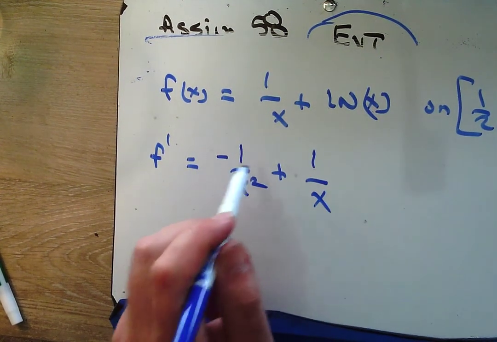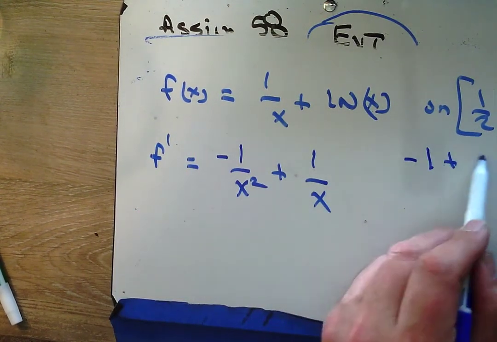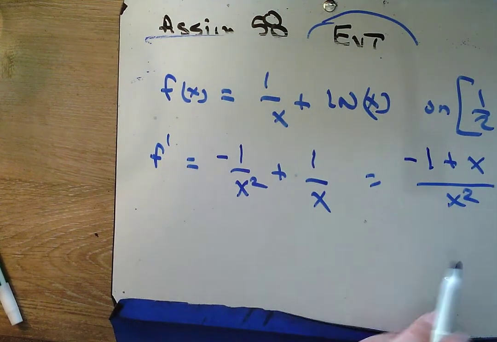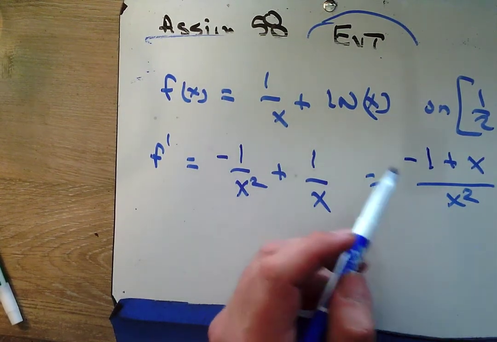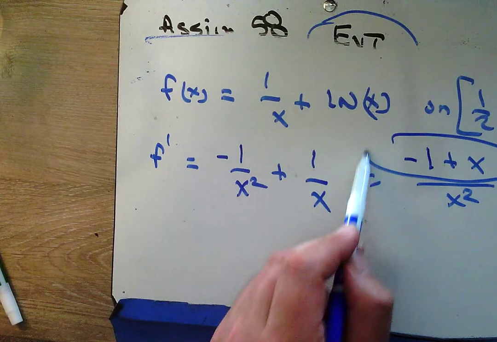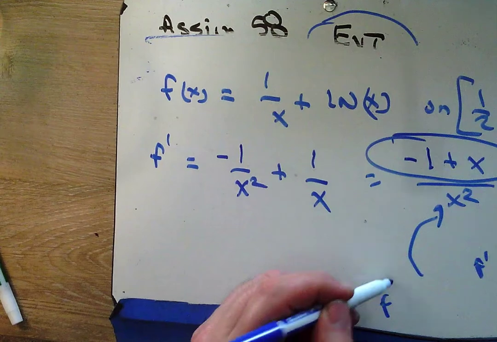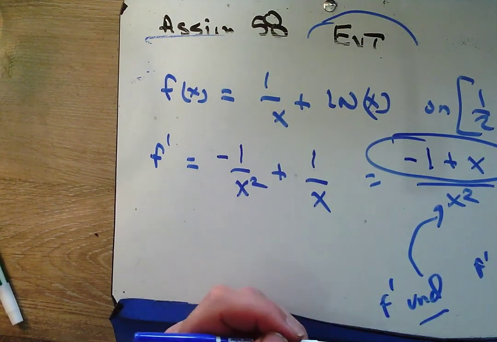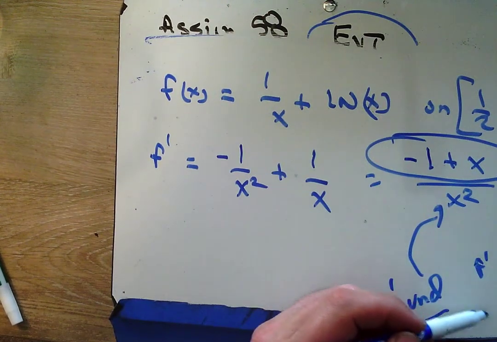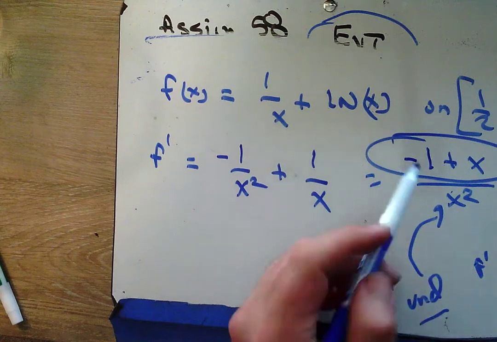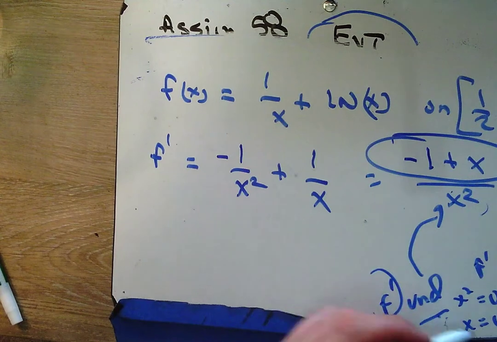And if I tidy this up and make a common denominator, I would have negative 1 plus x over x squared as my f prime. Okay, so how do I find when f prime equals 0? Well, the top is f prime equals 0, and the bottom can be f prime undefined. When I set x squared equals 0, I get that f prime is undefined at 0.